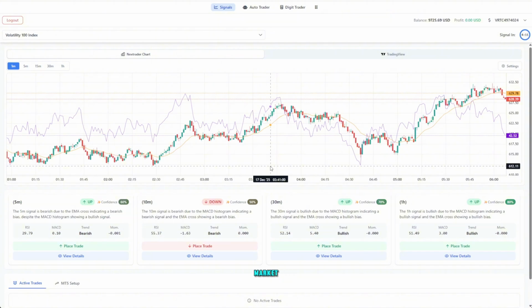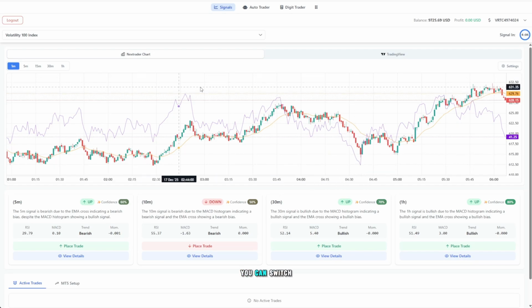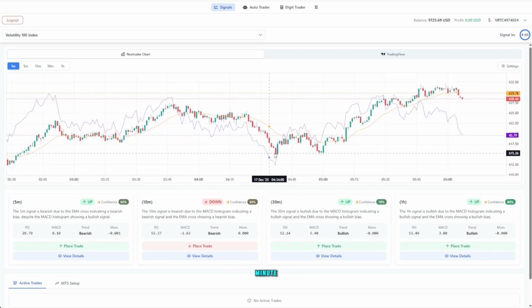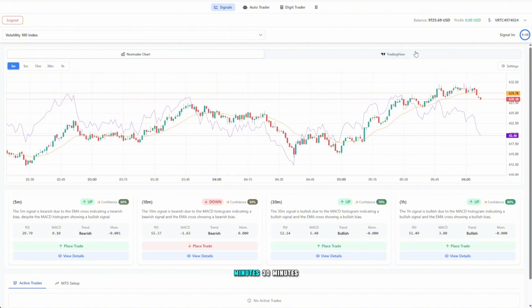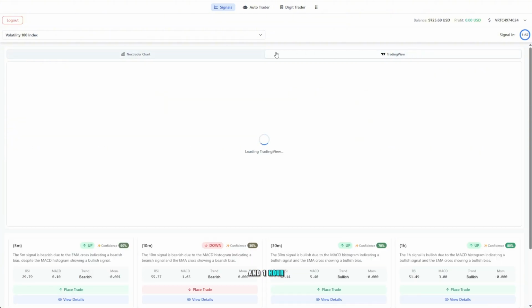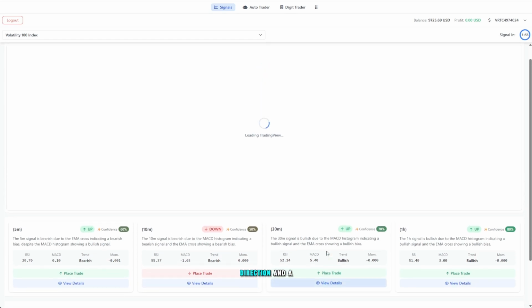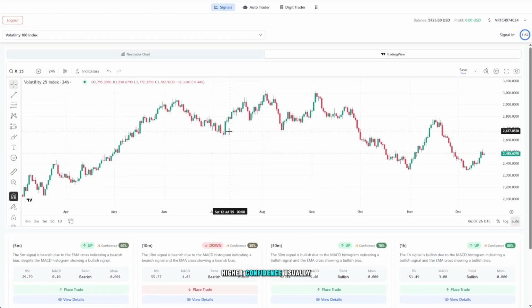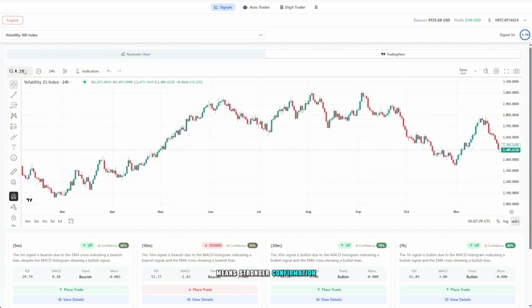Next, select a market. For this example, we'll use the Volatility 100 index. The live chart loads instantly. You can switch between timeframes such as 1 minute, 5 minutes, 10 minutes, 30 minutes, and 1 hour. Each time frame shows a trade direction and a confidence level. Higher confidence usually means stronger confirmation.